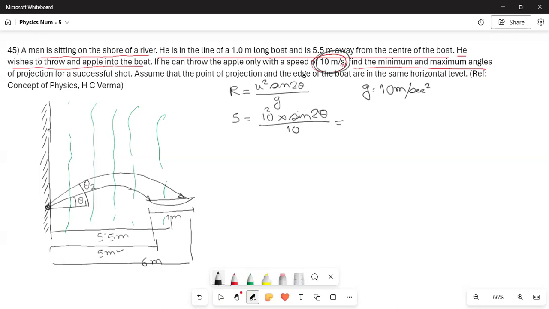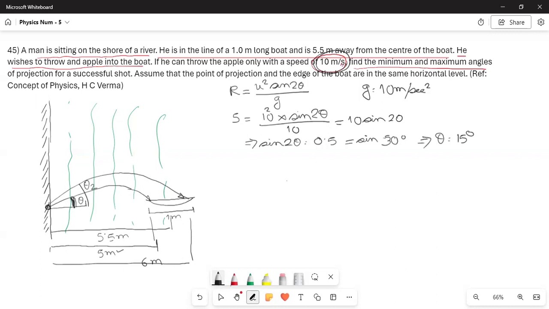So this is equal to 10 sine 2 theta, which makes sine 2 theta equal to 0.5, which is equal to sine 30 degree. Therefore, theta equal to 15 degree. So this angle is 15 degree.